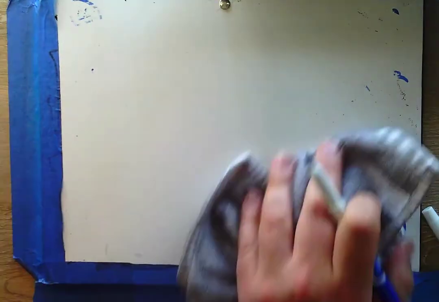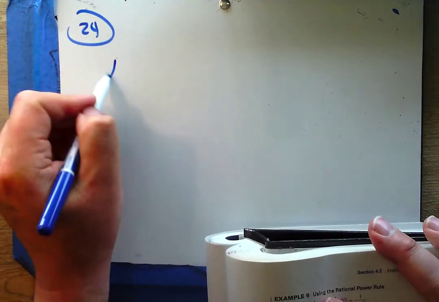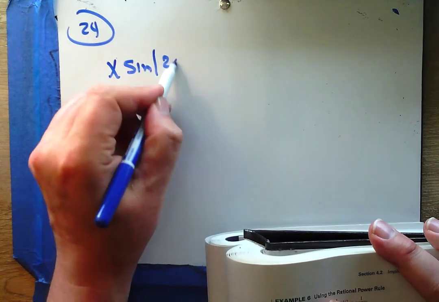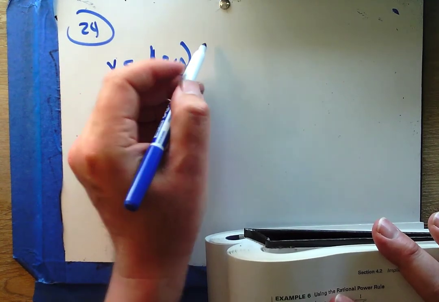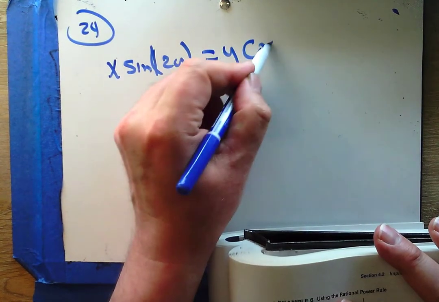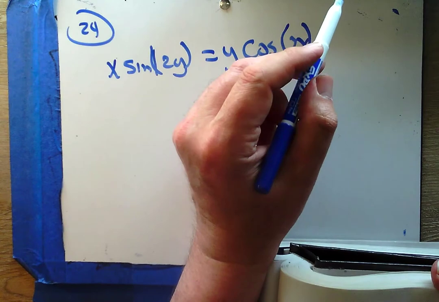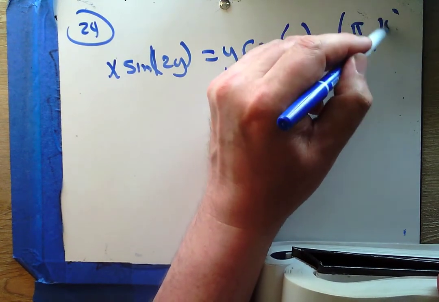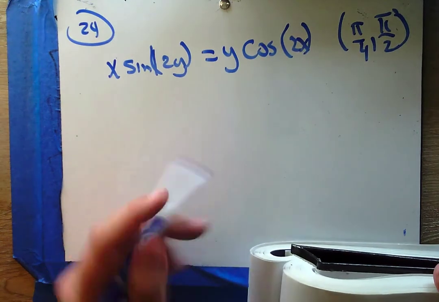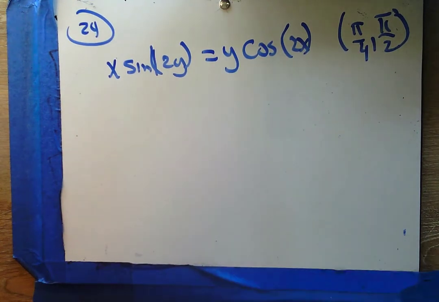All right, what are we on to next? 24 to 42 multiples of 3. 24: x sine 2y equals y cosine 2x. They've given me an ordered pair here of pi over 4, pi over 2. And they ask the question, what's the tangent line and what's the normal line here?